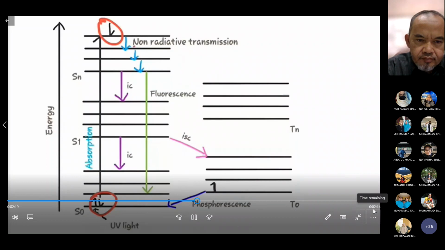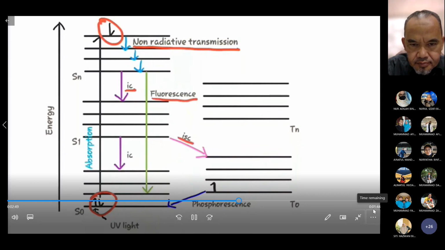So the first way is the non-radiative transmission, in which the electron shifts to the lower electronic level without radiating any radiations. The second way is the internal crossing, in which there is transition from the higher electronic level to the lower electronic level. The third way of relaxation is the radiative way, in which there is transition from the singlet excited state to the singlet ground state, and it is known as fluorescence.